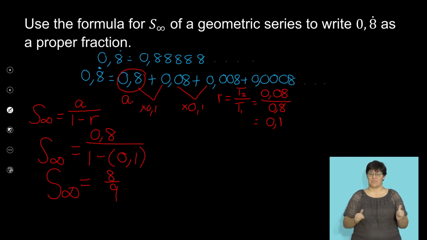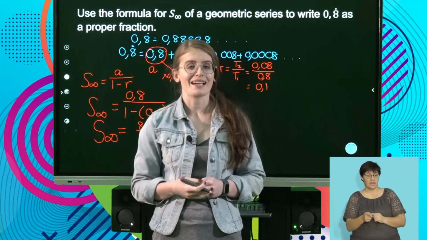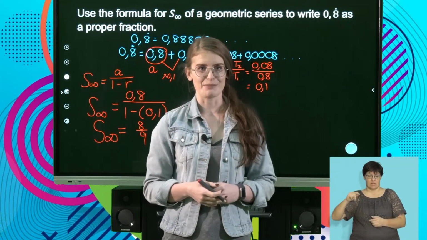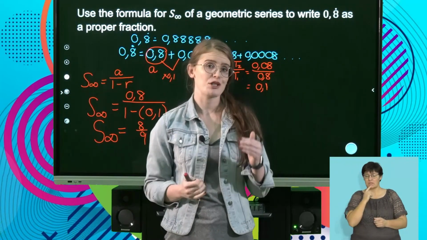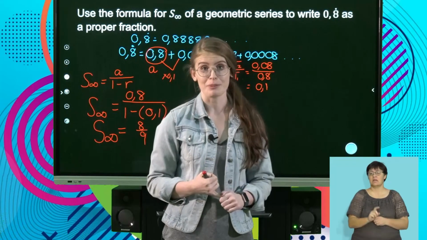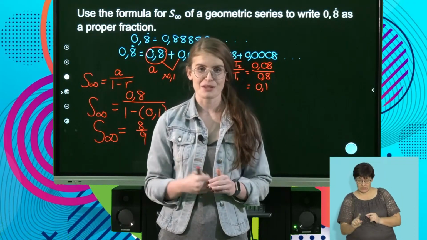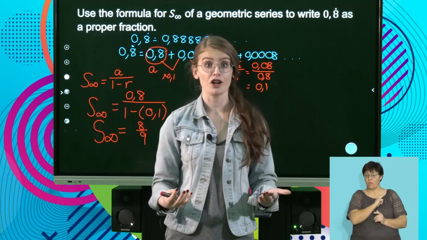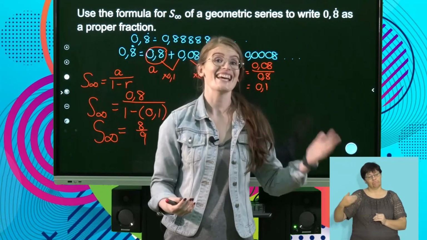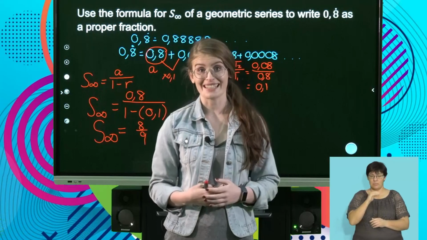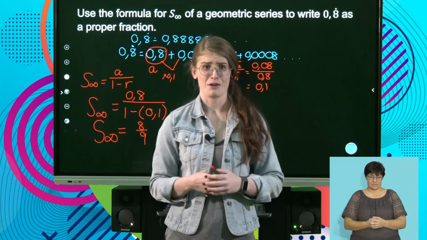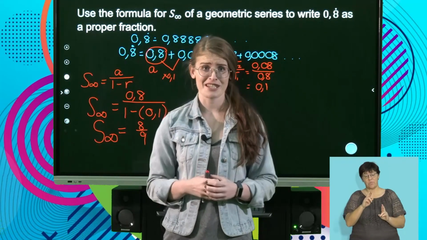Wonderful, everyone. So this is not the only case where I can actually use the sum to infinity to write a recurring decimal. The biggest thing is to establish what the A is and what the A would be during the sum, and then to establish the common ratio. Because the decimal is recurring, it's going on an infinite basis, which means that I can calculate the sum to infinity.